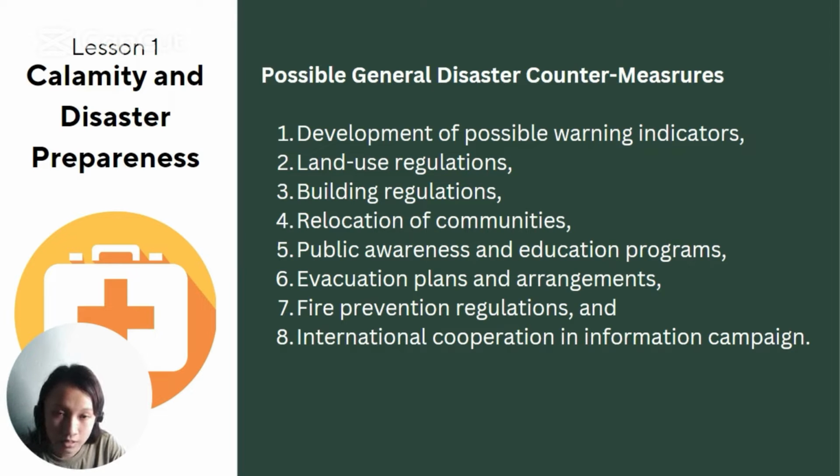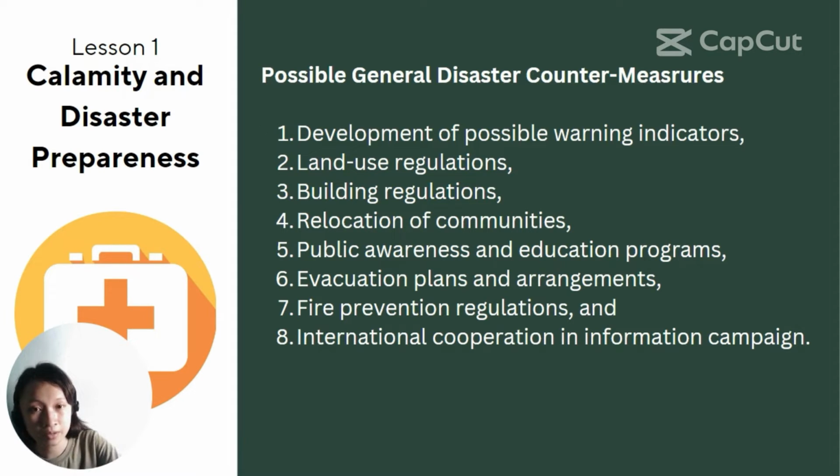And then number 7 is fire prevention regulations. These are what need to be done in case of fire. Regulations, for example, to prevent fire: don't leave wirings plugged in, and in the kitchen, we really need to clean our stove so oil does not accumulate, because oil is also known to cause fire.